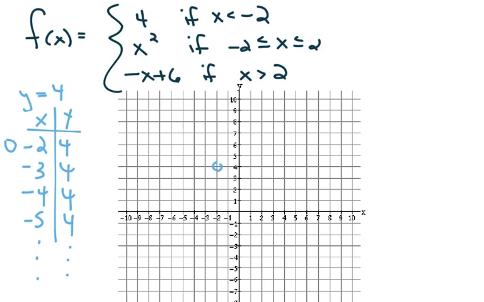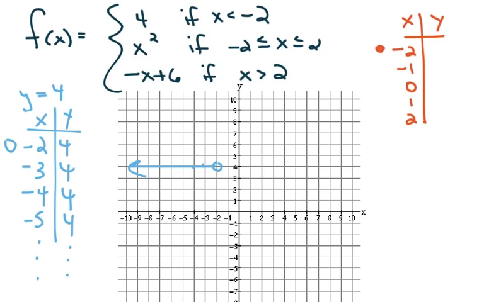So (-2, 4) is here, and then (-3, 4), (-4, 4), (-5, 4), and so on in that direction. All right, the next one. I love these compound inequalities, and the reason I love them is it makes my table much quicker. I'm going to go from -2 to +2, and that's it.